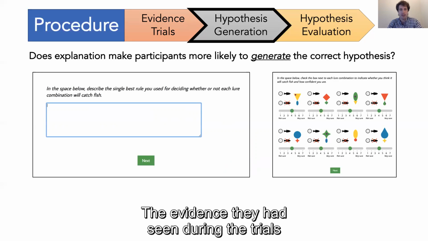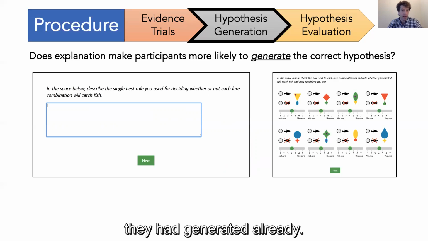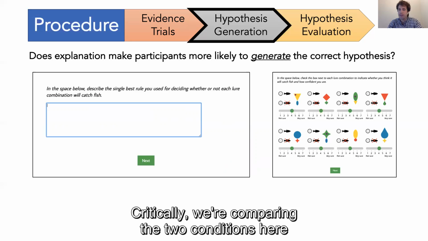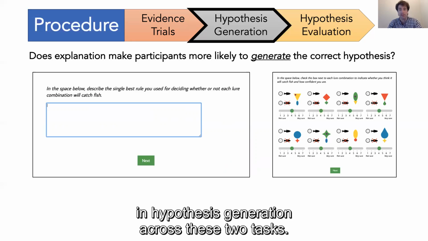The evidence they had seen during the trials was not visible during this phase. We were just eliciting the hypotheses they had generated already. Critically, we're comparing the 2 conditions here to see whether explanation produced a difference in hypothesis generation across these 2 tasks.